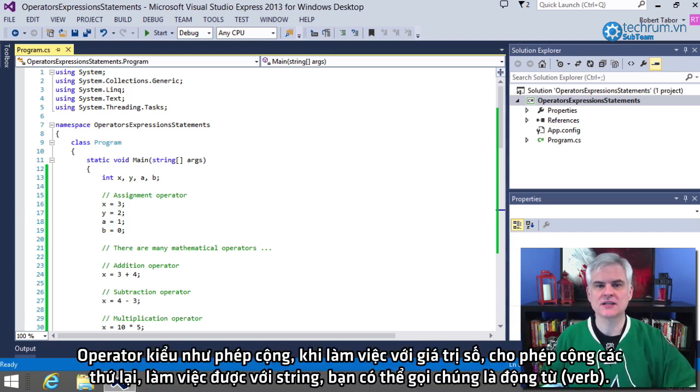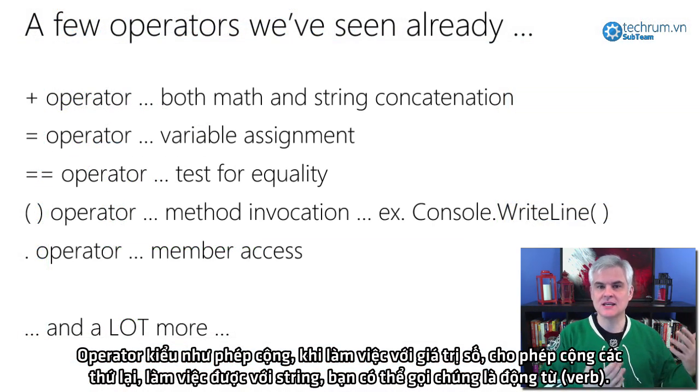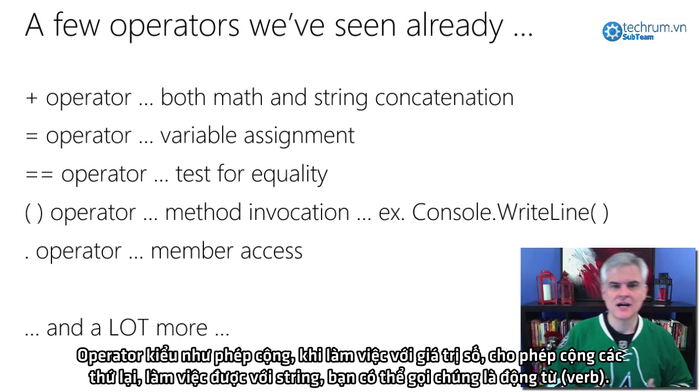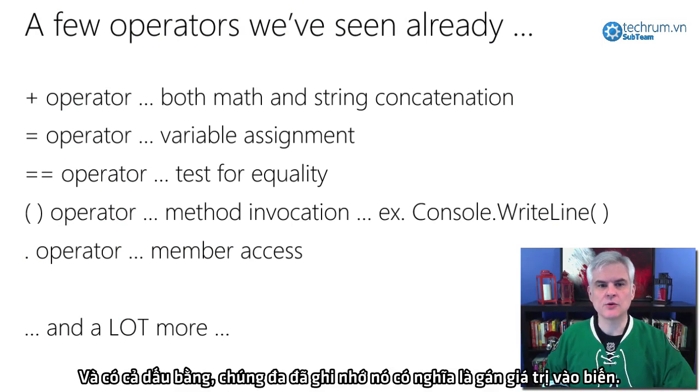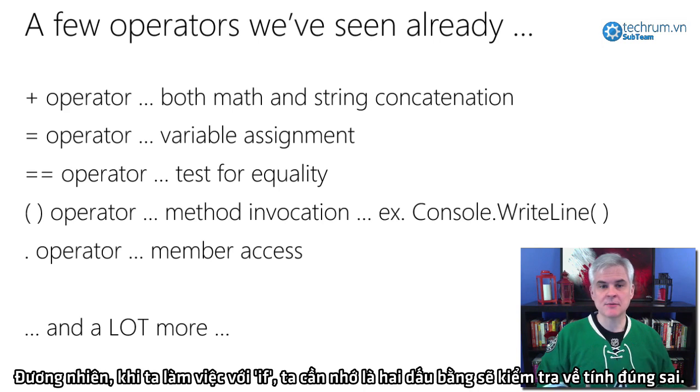Operators are things like the plus operator, which when working with numeric data was the addition operator. It could also be used with strings as the concatenation operator, and I suppose you could call them the verbs. And so there's the equal sign, which we already noted means variable assignment. Also, whenever we worked with the if statement, we noted that the double equal sign tests for equality.